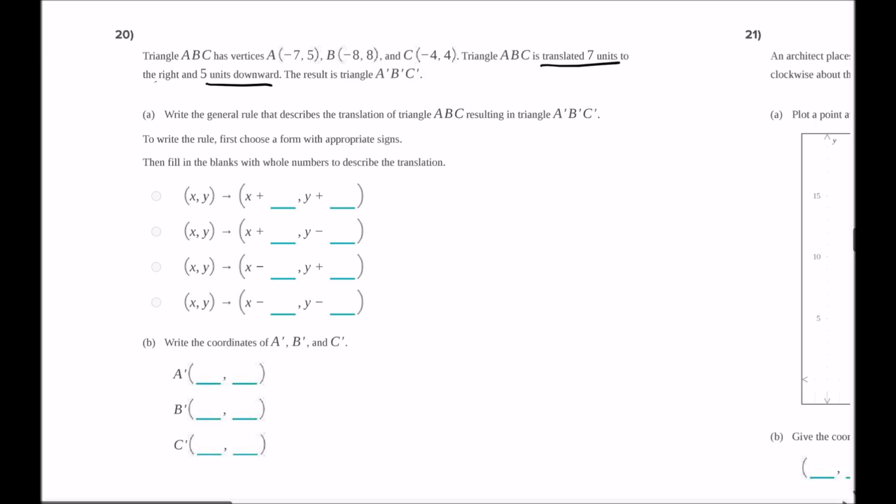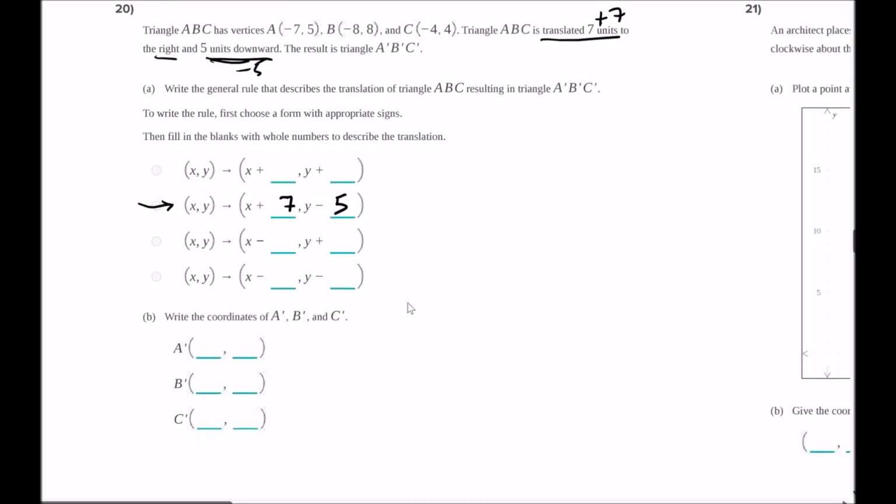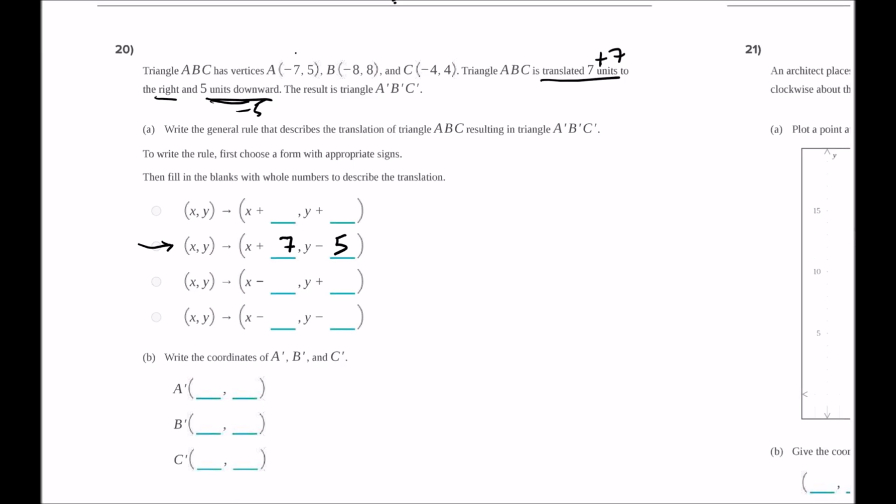Okay, so it says 7 to the right, so that's plus 7. And 5 units down, that's minus 5, guys. So we're going to be choosing this option right here. And we're going to go x plus 7 and then y minus 5, okay? Because you're 7 to the right and 5 down. And then we want to write the coordinates A prime, B prime. So basically you're going to add 7, take away 5, add 7, take away 5, add 7, take away 5.